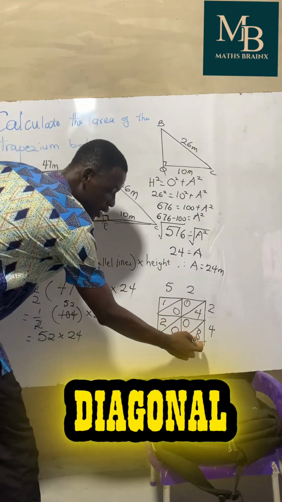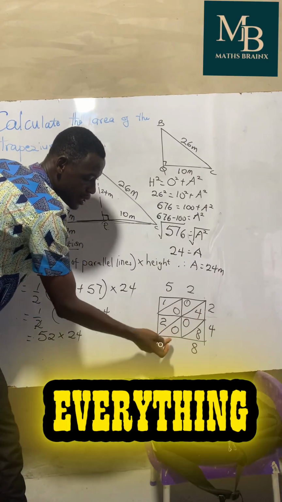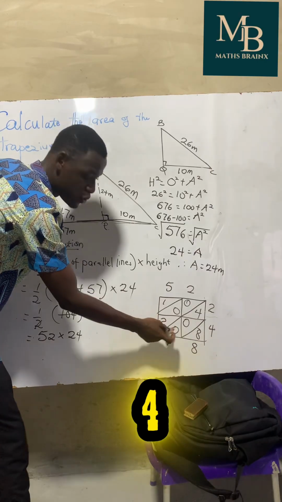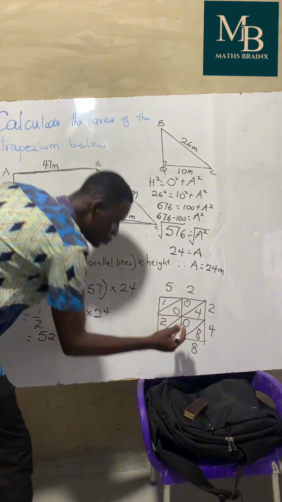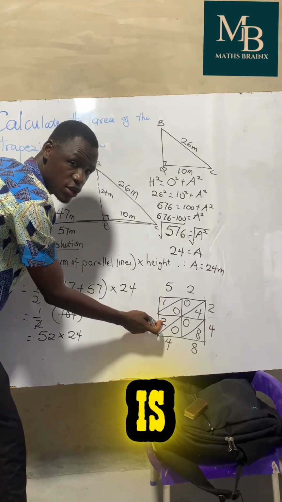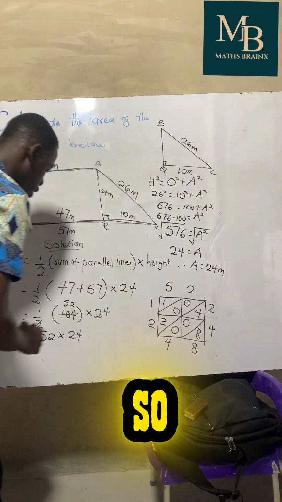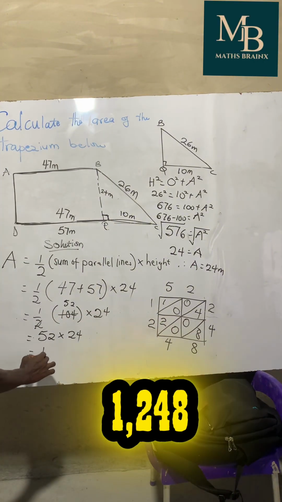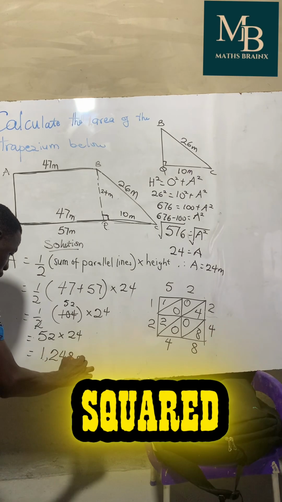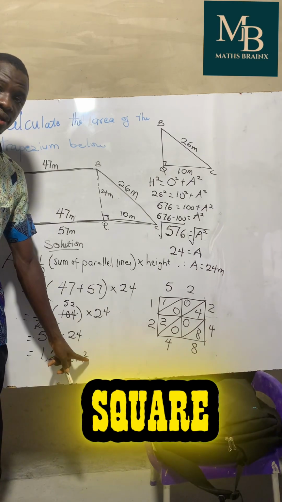In the first diagonal here we have 8, so write 8 down. In this diagonal we add everything up: 4 plus 0 is 4, plus another 0 is 4. Write 4 down. Now 0 plus 0 is 0, plus 2 is 2. You get 2. And 1, you bring it down. So our answer is equal to 1,248 square meters. Please don't forget to write it in square.